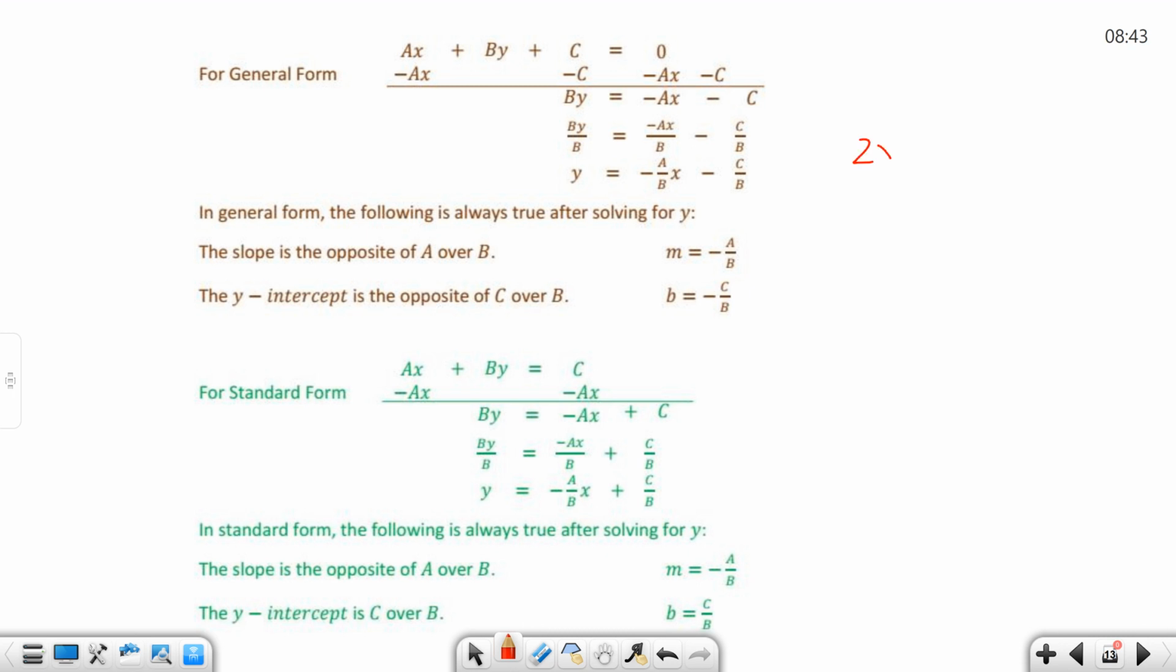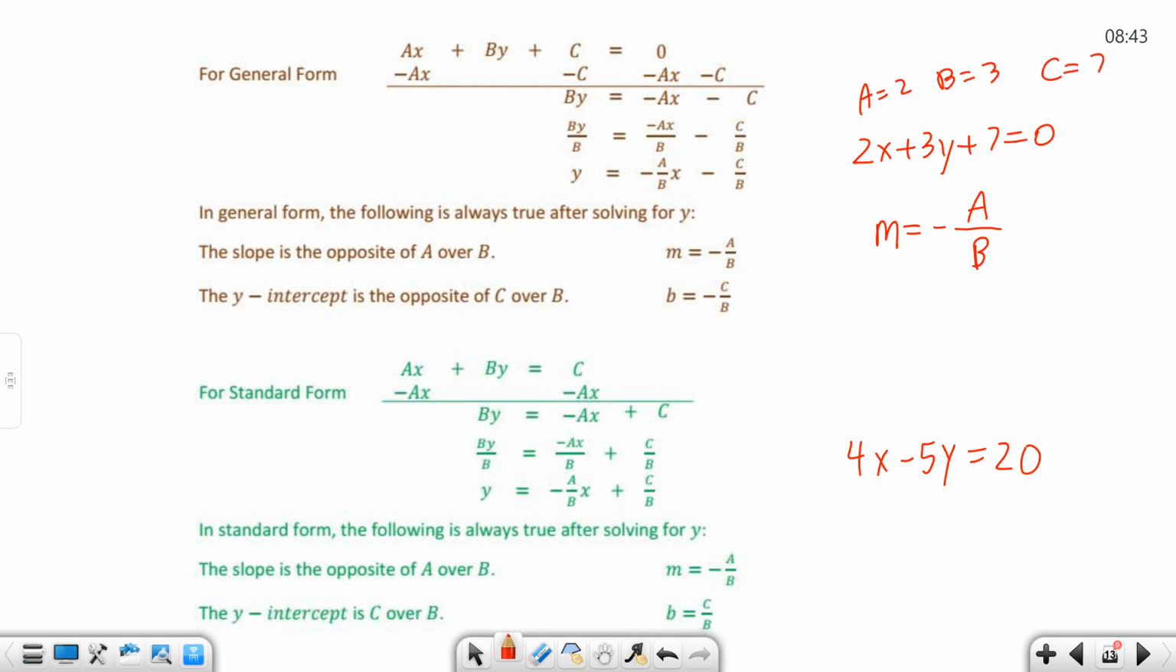So it doesn't matter if you have 2x plus 3y plus 7 equals 0 in general form, or if you have a different one, 4x minus 5y equals 20 in standard form. Okay? Doesn't matter which one you have, how you have it. How do I find the slope? The slope is negative a over b. Well, a here is 2 and b is what? 3. And if we want to, c is 7 on that, but we don't need c. So the slope is negative 2 over 3. So the slope here is negative 2/3 for this line right here.